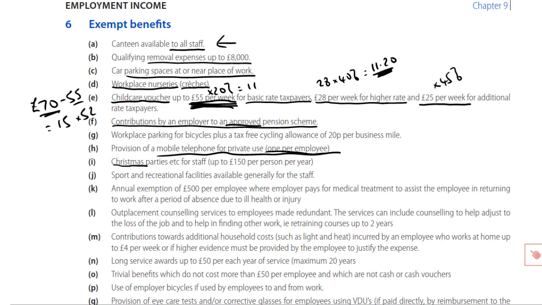The staff Christmas party, again here for staff, up to £150 per person per year is an exempt benefit there. Sport and recreational facilities available generally for the staff. If there's a sports ground, sports facilities, a gym that they have, anything like that, that would again be an exempt benefit. Sport and recreational, annual exemption of £500 per employee.